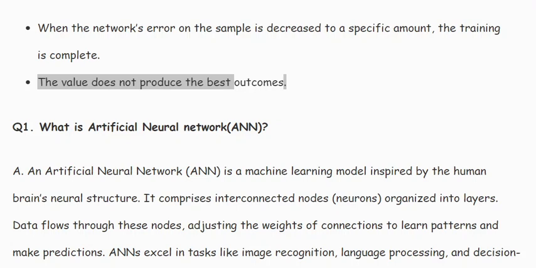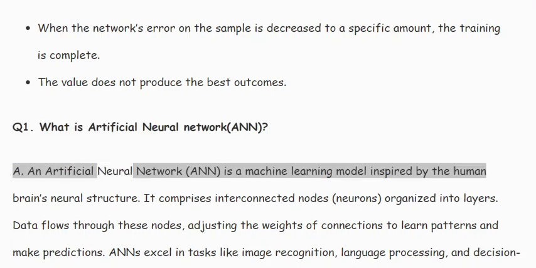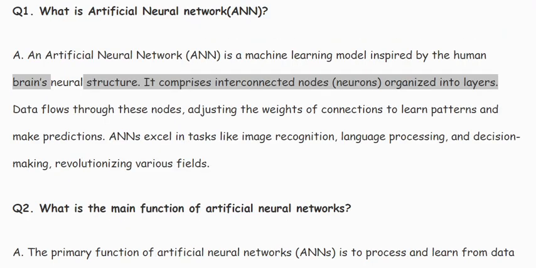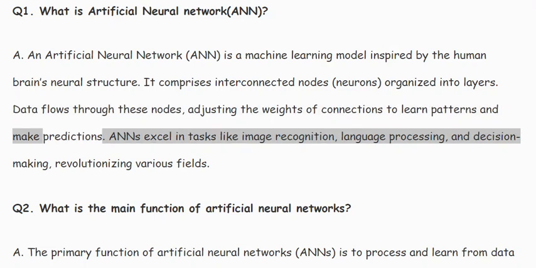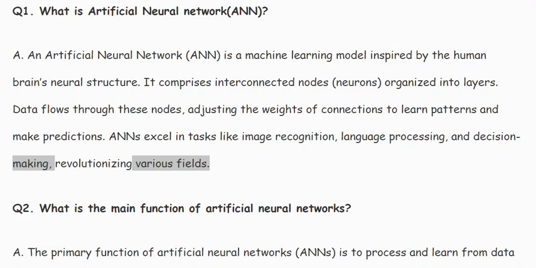Q1. What is an artificial neural network? An artificial neural network (ANN) is a machine learning model inspired by the human brain's neural structure. It comprises interconnected nodes, neurons, organized into layers. Data flows through these nodes, adjusting the weights of connections to learn patterns and make predictions. ANNs excel in tasks like image recognition, language processing, and decision-making, revolutionizing various fields.